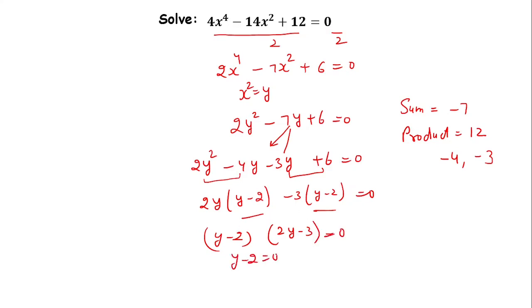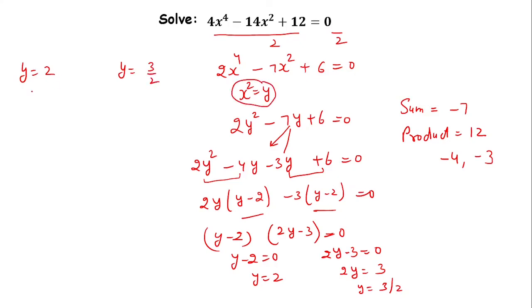Either y minus 2 will be equal to 0 or 2y minus 3 will be equal to 0. From here I will get y equal to 2, and from here I will get y equal to 3 halves. So let's take the first case, y equal to 2, and the second case is y equal to 3 halves. The value of y we need to put again: x square equal to 2. So if you take square root on both sides, x will be equal to positive and negative square root 2.